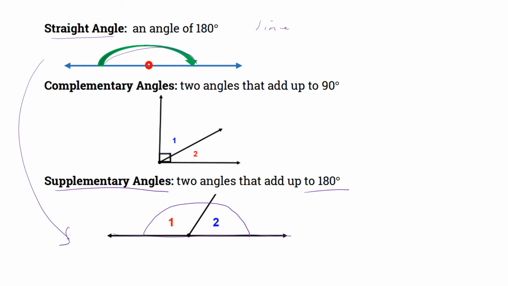When you have a right angle, two angles that add up to 90 are called complementary. And the way you remember that is, C comes before S and 90 comes before 180. So that's how I remember that stuff.